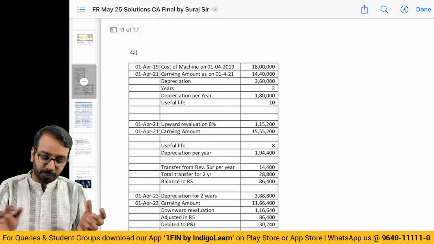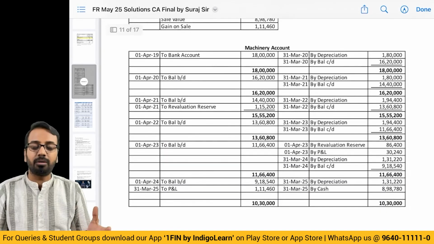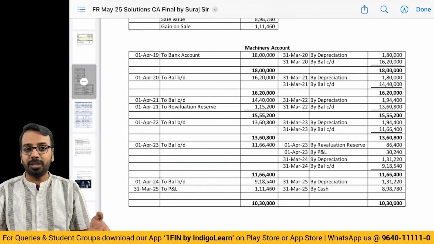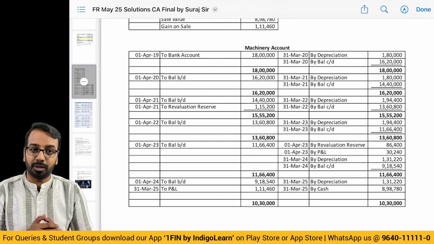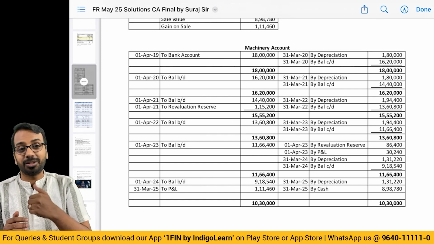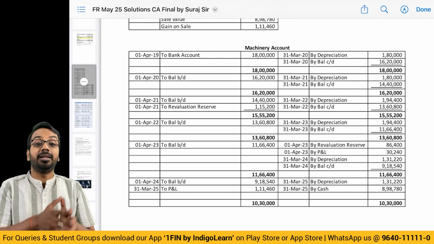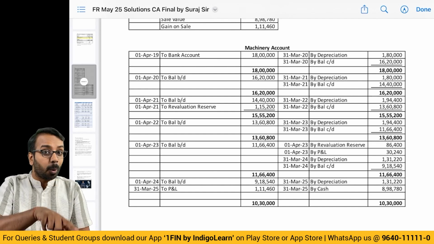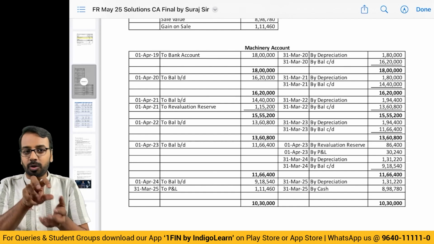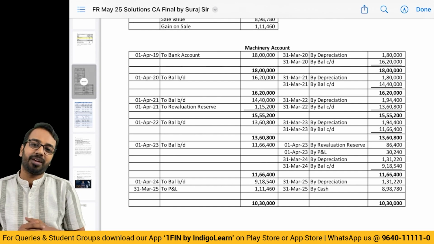Then there was a question on machinery account. Though it was a lengthy question, even at a Foundation or an Inter level, students would have been able to solve it. Similarly, the question on interim financial report was picked up from CA Inter. So it is not only about passing a CA Inter exam, but also being able to absorb the concept when you come to the CA Final level.